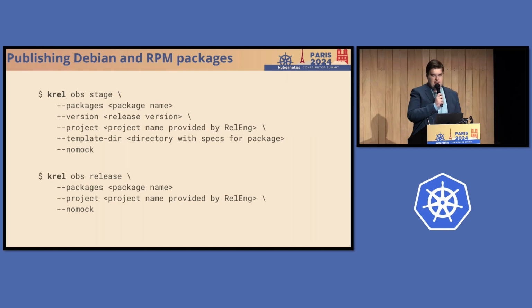And how it works with our tooling, so what you would do to publish packages once you have repositories: this is an example where you would use krel for your project. You would do krel obs stage, provide the package, version, and project that you got from us, with the template there with the spec file, and that would trigger building the package. After that is done, you can make the packages available to your users by using krel obs release and provide the package name and project name.